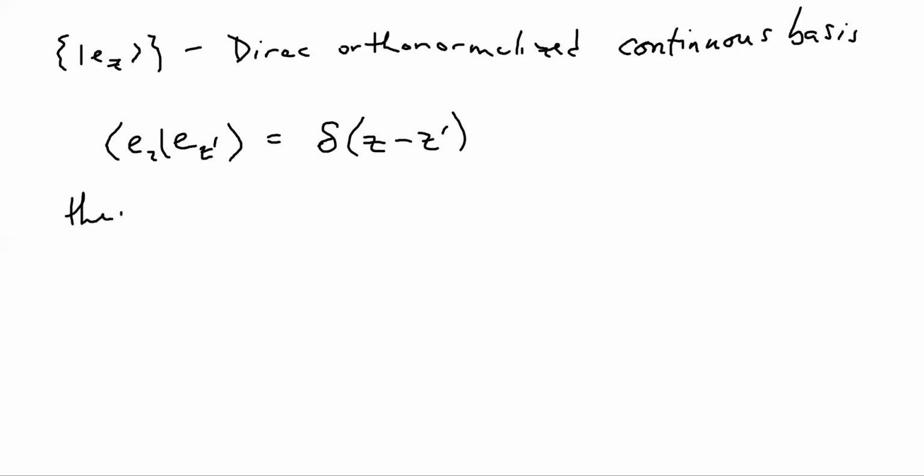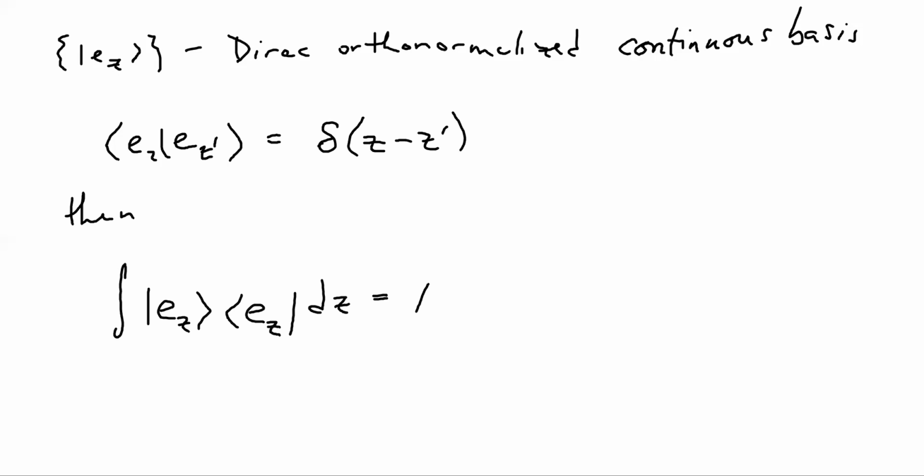Then, because this is continuous, we're not going to have a sum, we're going to have an integral of these two things, right, our projection. And that should equal 1 when this is orthonormalized.